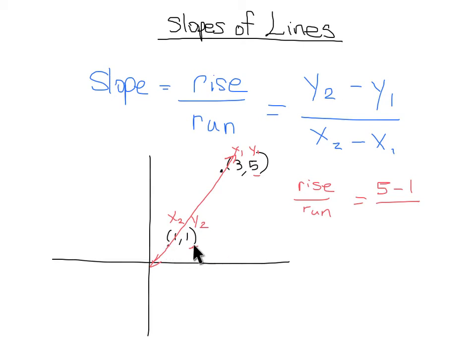And how much is it running from here over to here? So from 1 over to 3, it's running. And so in order to figure out how much it's running, we can do 3 minus 1. So the slope of this line, therefore, is 4 over 2, which can then be simplified to 2. So this number is just showing you how much this line is rising compared to how much it's running.